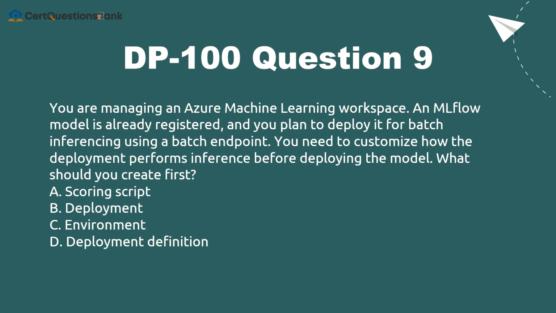You are managing an Azure Machine Learning workspace. An ML flow model is already registered, and you plan to deploy it for batch inferencing using a batch endpoint. You need to customize how the deployment performs inference before deploying the model. What should you create first? A. Scoring script. B. Deployment. C. Environment. D. Deployment definition.